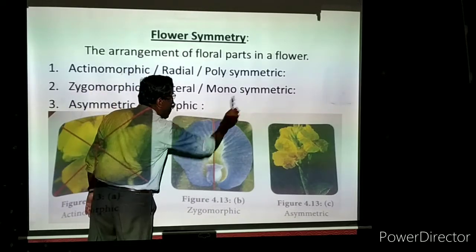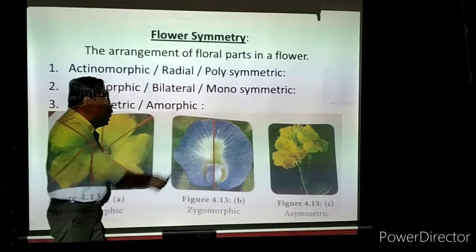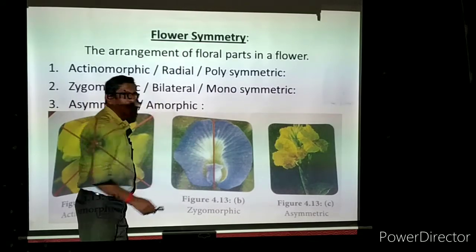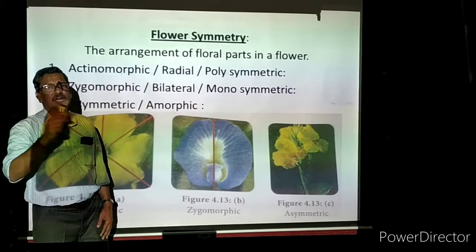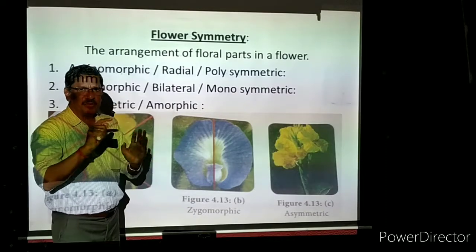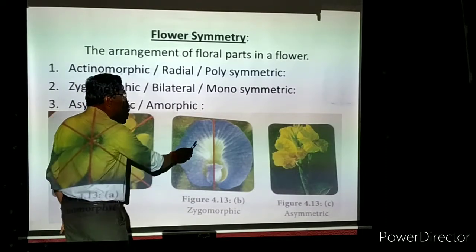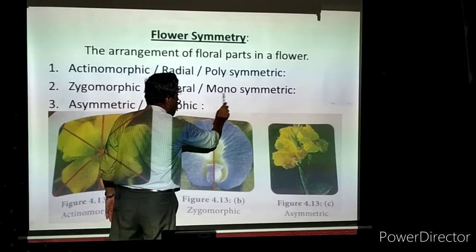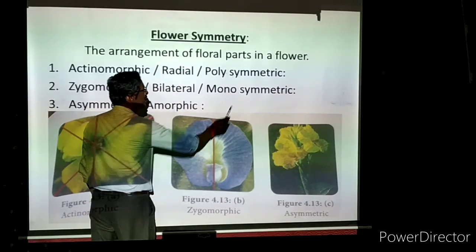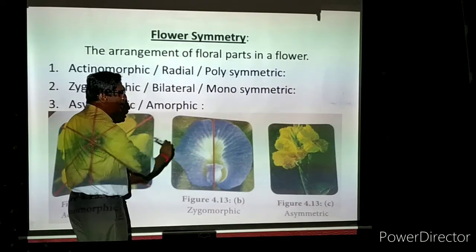Monosymmetric, I told you in the picture, only one section. Only in one direction if you cut, we are getting two equal halves. Even if you slightly change, you are not getting two equal halves. That is called mono, single sectioning. We are getting symmetric. Symmetric means two equal halves.